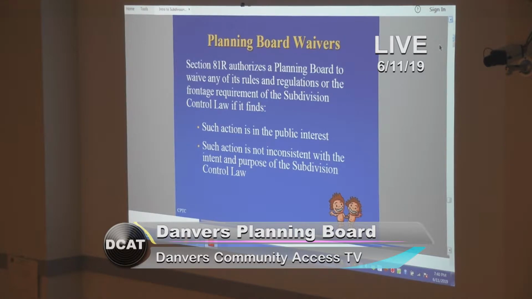Why might that be in the public interest? Well, it's in a sensitive area and having less impervious surface is actually in the public interest, and you're not sacrificing public safety because it's only a certain number of lots, whatever the case may be. That's the sort of analysis that you want to give. So that's a good question.